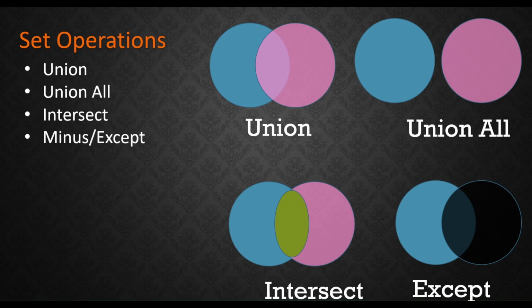Now in case of intersect, what happens? We only get the common data. So if we have 1, 2 and 2, 3, we are going to get 2 because 2 is common. Then we have except. In except, we have 1, 2 and 2, 3, and we are only going to get 1 because only 1 is present in the first table. Except or minus means A minus B, or A except B, which means something which is present in A and not present in B. So these are the operations which we are going to try out today.